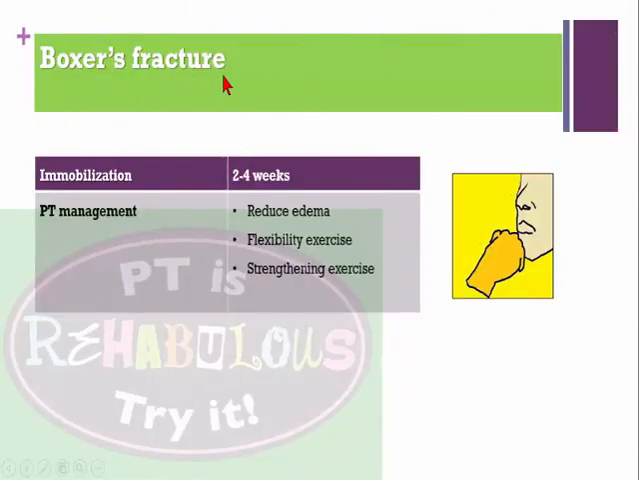Let's see boxer's fracture management. We can immobilize the patient for 2 to 4 weeks, and physiotherapeutic management is done to reduce the edema, with flexibility exercises and strengthening exercises.